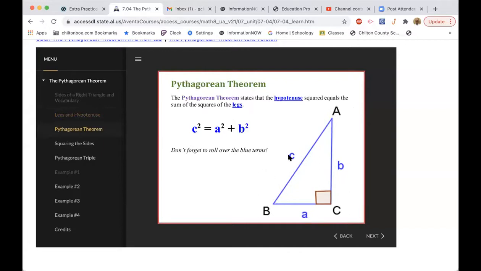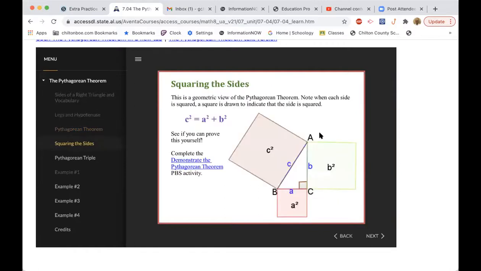The Pythagorean theorem states that the hypotenuse squared equals the sum of the legs squared, or A squared plus B squared equals C squared. And remember, they have it written backwards here. But I like A squared plus B squared equals C squared. The starburst video, which I should have already showed you, is what this is saying right here.